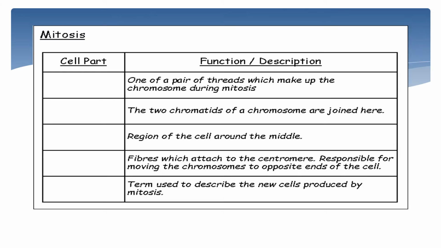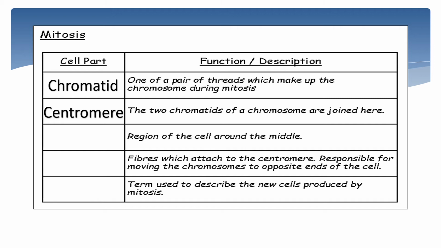Let's look over the keywords that you should now know. So pause the video and try to fill in the table which can be found in consumables and activities for C mitosis before we go over the answers. So the answers are that one of the pairs of threads which make up the chromosome during mitosis is the chromatid. The two chromatids of a chromosome are joined here, which would be your centromere.